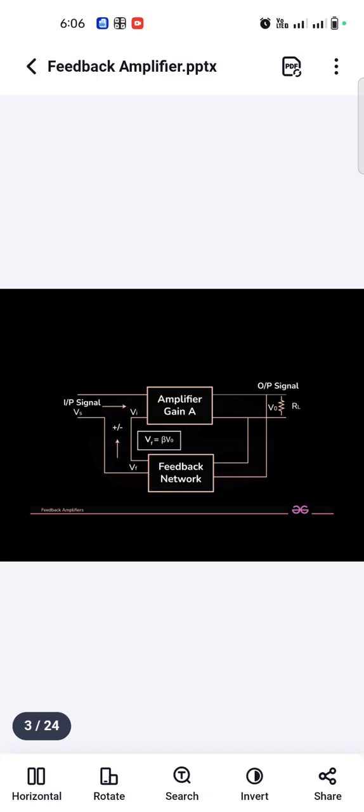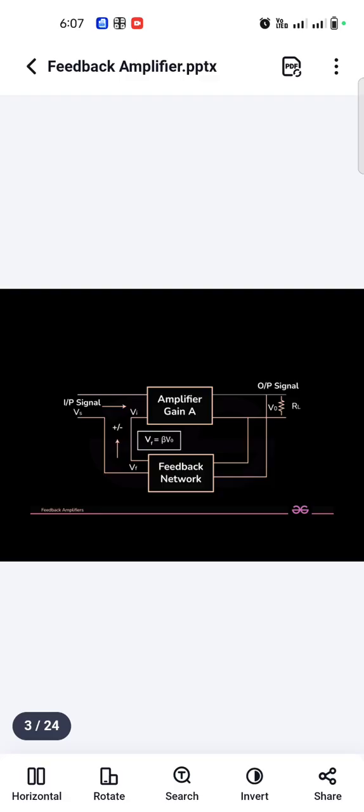Now this formula also varies. The gain with feedback we represent as AF, and the gain without feedback we simply represent as A. A is equal to output by input, but for gain with feedback the formula is A divided by 1 plus A beta, or 1 minus A beta, depending on the type of feedback. Now many feedback amplifiers are there: voltage series, voltage shunt, current series, current shunt.